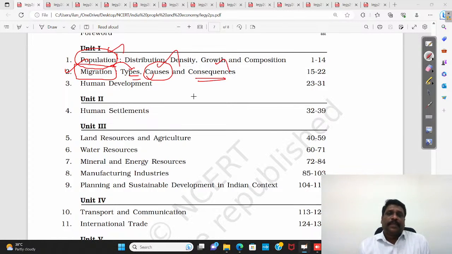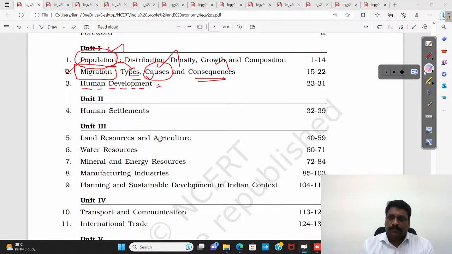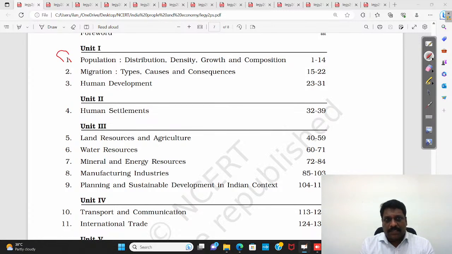Right. Causes and consequences. Again, when it comes to human development, most of the data I'm telling you, as a concept, we can take it. But if you're looking for the current information, we have to rely on a report. So when we talk about human development, relying on the HDR report is more relevant than, for example, relying on NCERT as such.